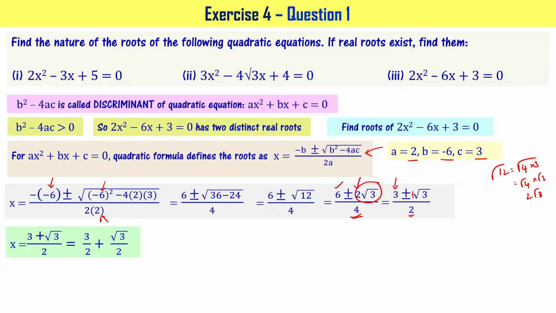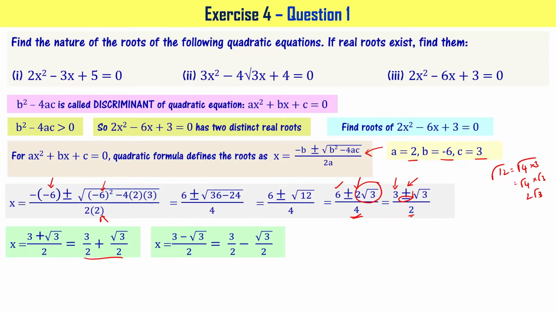I can take plus so that I'll have one root as 3 plus root 3 divided by 2, that can be written as 3 by 2 plus root 3 by 2, right? So when I use the negative sign, x is going to be 3 minus root 3 divided by 2, that can be written as 3 by 2 minus root 3 by 2, right?